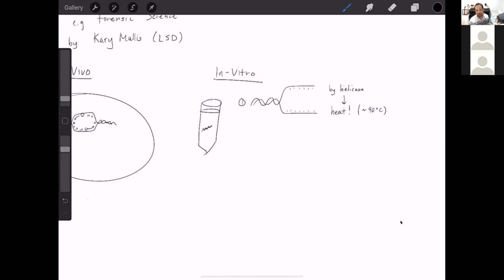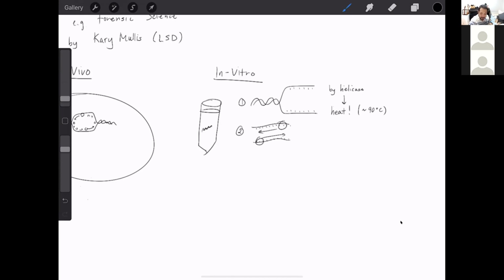So he did that very first step, and that was fine. But the second step is where the problem was. Now that you have these two strands that are separated like this, you needed a polymerase that would copy those DNA strands like that, right?